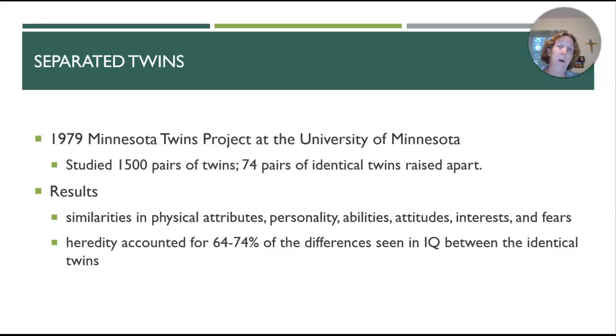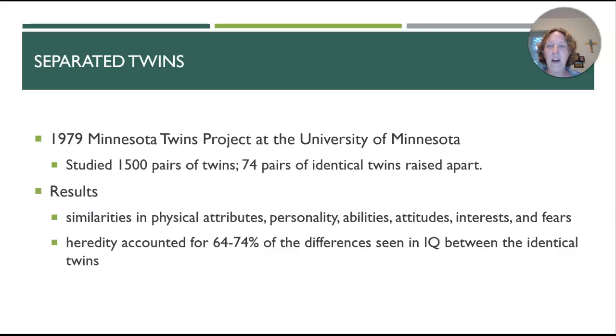So they were separated at birth or at a very young age, either due to family drama or perhaps adoption, all sorts of reasons why these twins were raised apart. Sometimes they knew about each other, sometimes they didn't. But what's important for our purposes is the results. And what was discovered by these separated at birth twin research studies is that they had similarities. These twins often had similarities in physical attributes. That part we know, hence identical twins, they look alike, but also in personality, abilities, attitudes, interests, and fears.